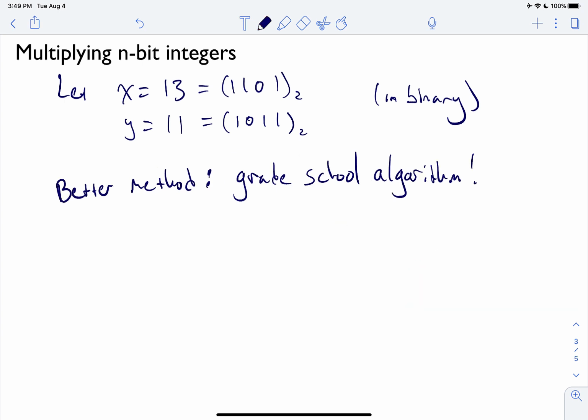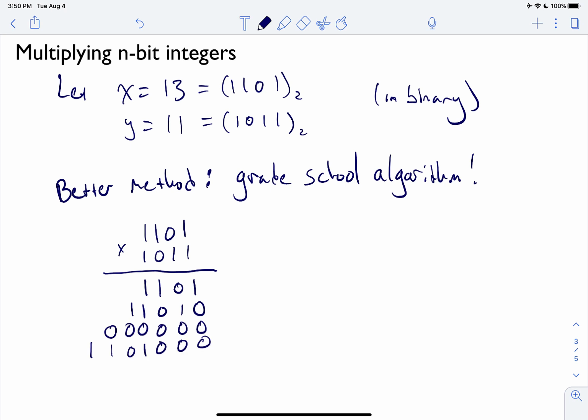A much better method is the quote-unquote grade school algorithm, the one you learned when you probably were in 1st or 2nd grade. Recall that the grade school algorithm involves taking digit by digit of the bottom number and multiplying it by the top number and then shifting that over a column as you move over digits. In the end, you have to add up all of those terms together to get the final total.